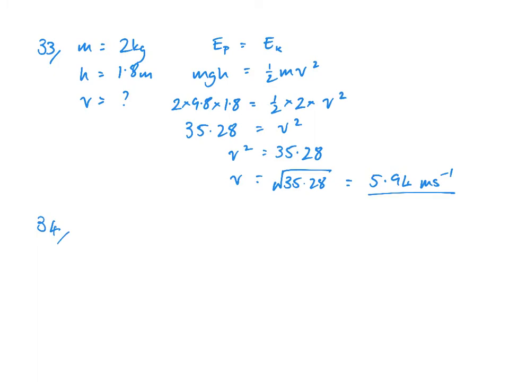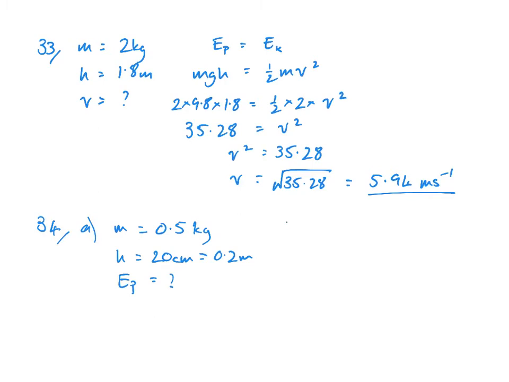Question 34a is asking us about potential energy. So what do we know? We've got the mass. We've got the height, it's 20 centimetres, but we want that in metres, so divide by 100 to get into metres. And we've been asked the potential energy.